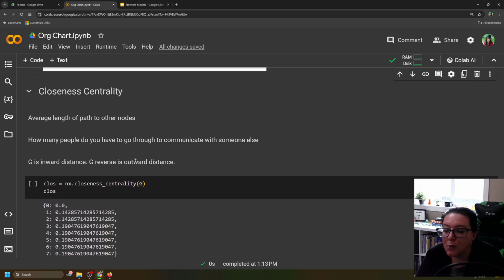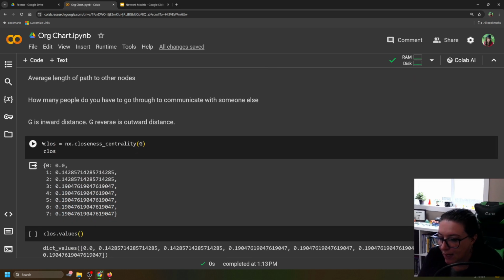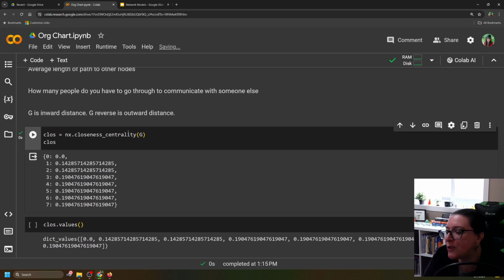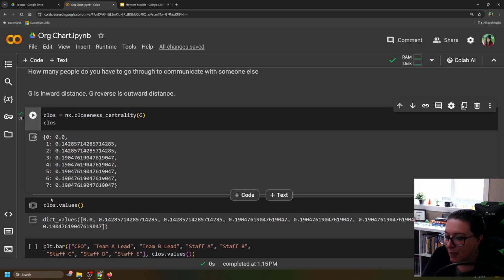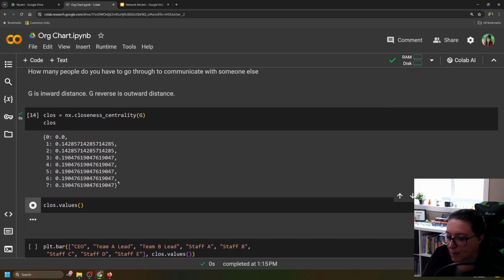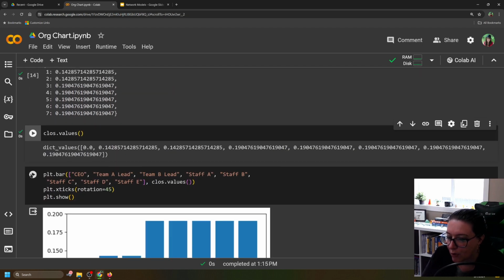So when it comes to closeness centrality, if you are looking at inward distance, you're going to do G as is. If it is outward distance, you're going to do G reverse. So let's take a look at this closeness here, okay, with G as is. And we are going to separate out the values and then plot the graph.